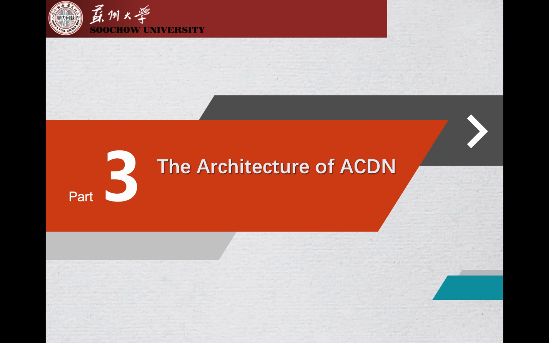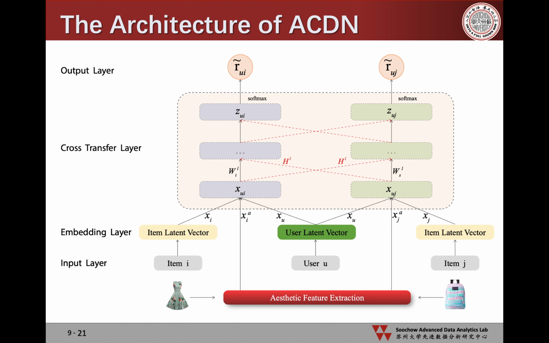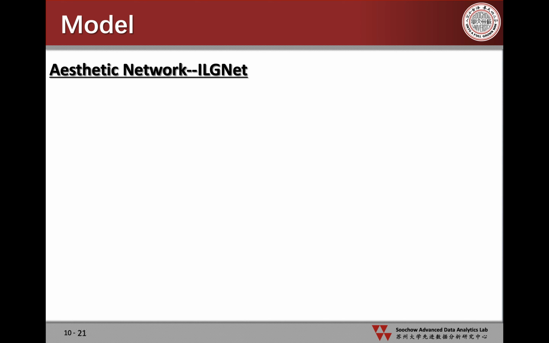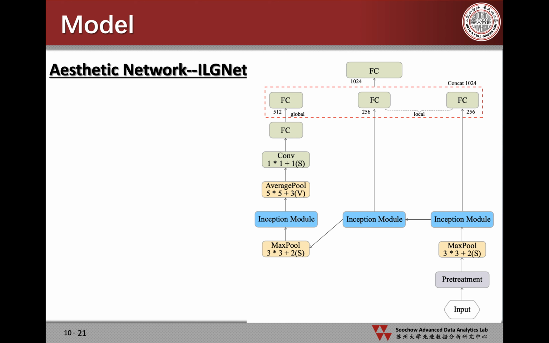Part 3, I will introduce the architecture of ACDN. Look at this picture. Our model has 4 layers: input layer, embedding layer, cross-transfer layer, and the last is the output layer. Okay, first let me introduce the aesthetic network we used. We used an ILG to extract aesthetic preference in our work.